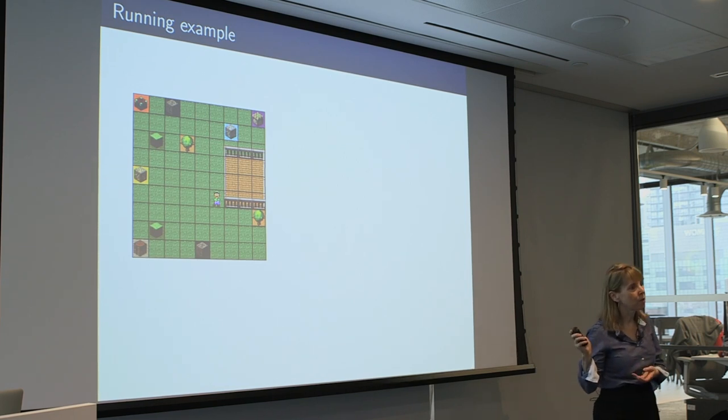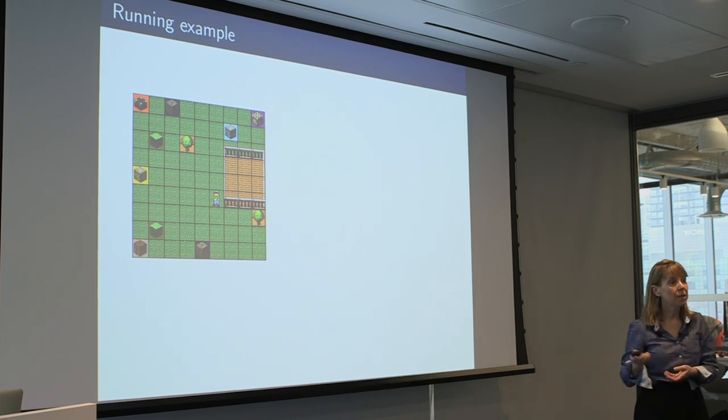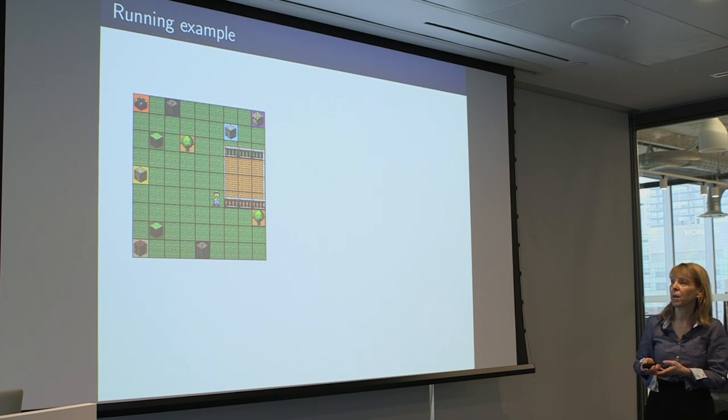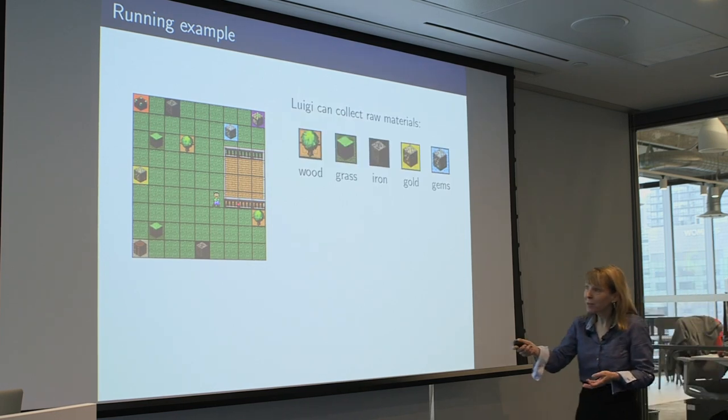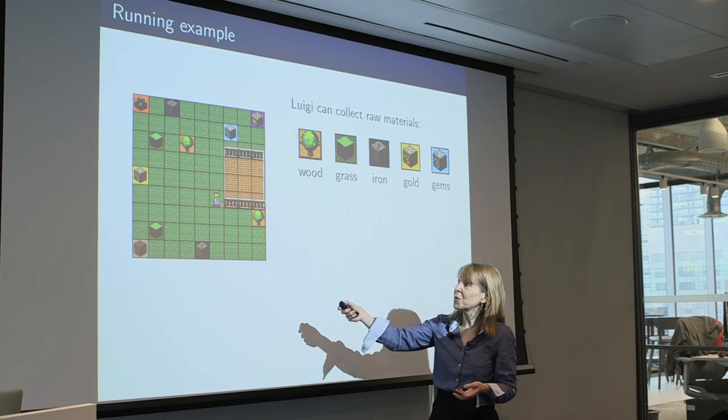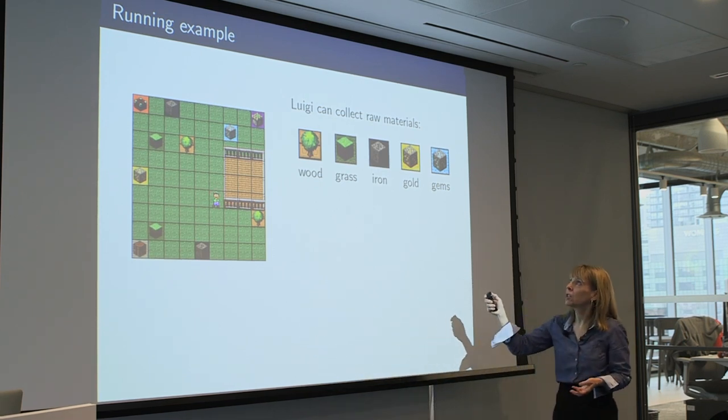Again, this is an example that Jacob Andreas used in his sketches work, and some of you may have seen it in that context if you read the RL literature. So this is sort of like Minecraft. It's a simplified version of Minecraft. We have a little guy named Luigi who's right here, and Luigi can do a bunch of different things.